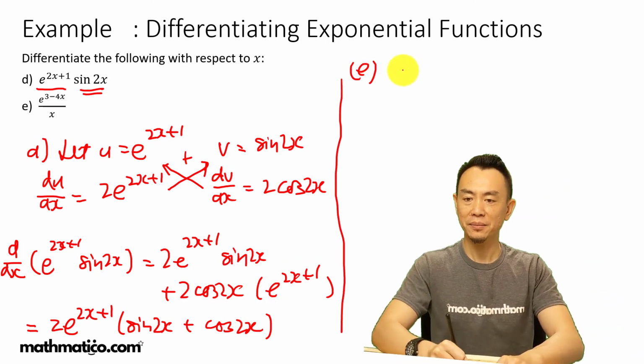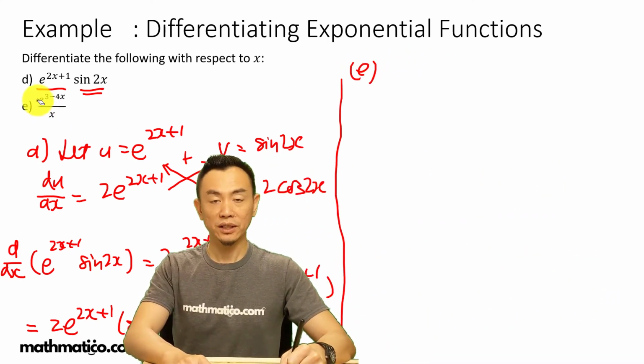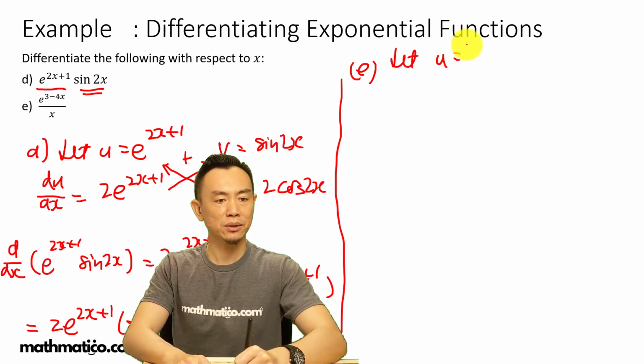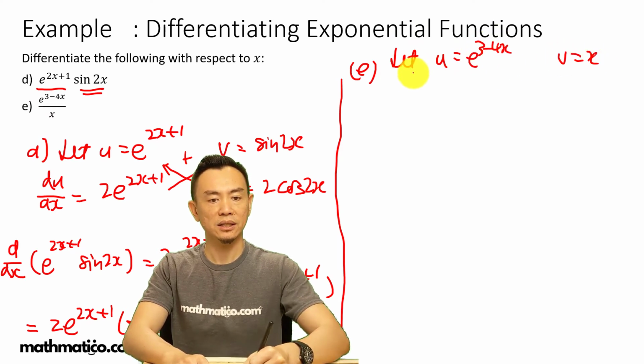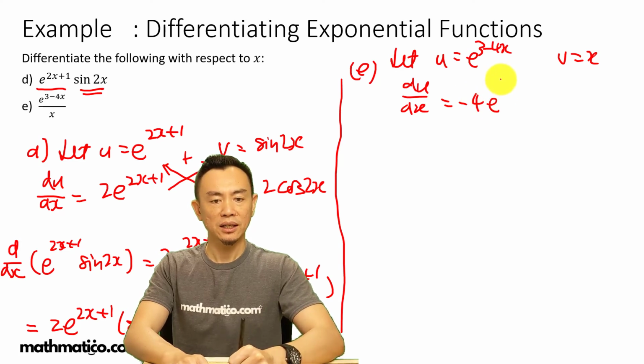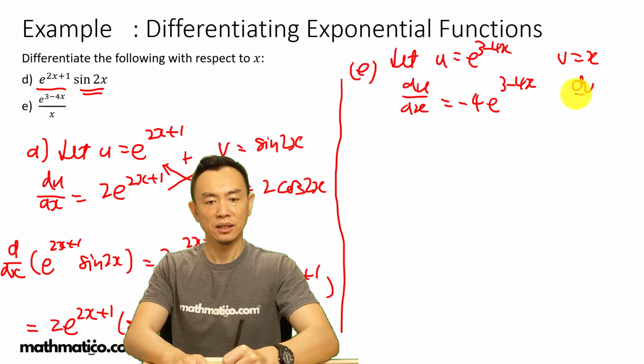Part E, we have a division here, so it's quotient rule. Again, we let u, let v. So let u equal e to the power of 3 minus 4x, v equal to x. du dx: differentiate this, you get negative 4 in front, e to the power of 3 minus 4x times the original. dv dx is 1.